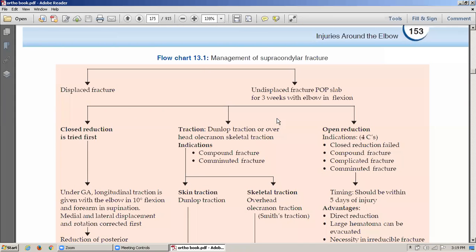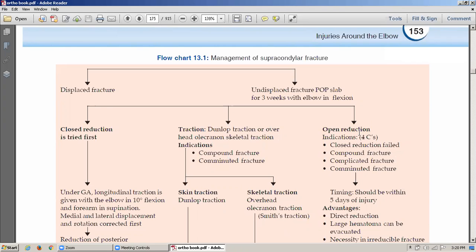When there is a displaced fracture, then traction is used in some conditions, that is Dunlop traction or overhead olecranon skeletal traction. Indications of these are compound fracture and comminuted fracture. When there is skin traction, then use Dunlop traction, and for skeletal traction, use overhead olecranon traction, that is the Smith traction.